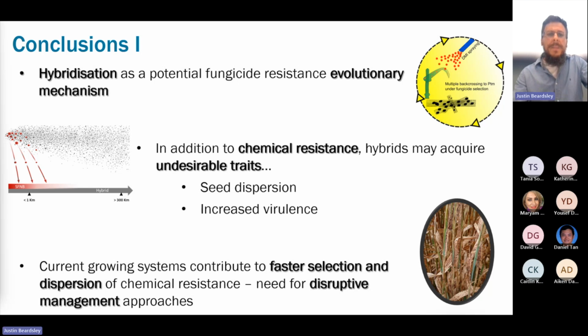And obviously, the reason why this hybrid has been so successful is because of the growing systems, or the current growing systems that we've got in developed countries, where agriculture is very intensive and the selection pressure is really high. So in our lab, we also work in what we call disruptive management approaches. I'm very happy to discuss that towards the end, but it's not the focus of this talk.